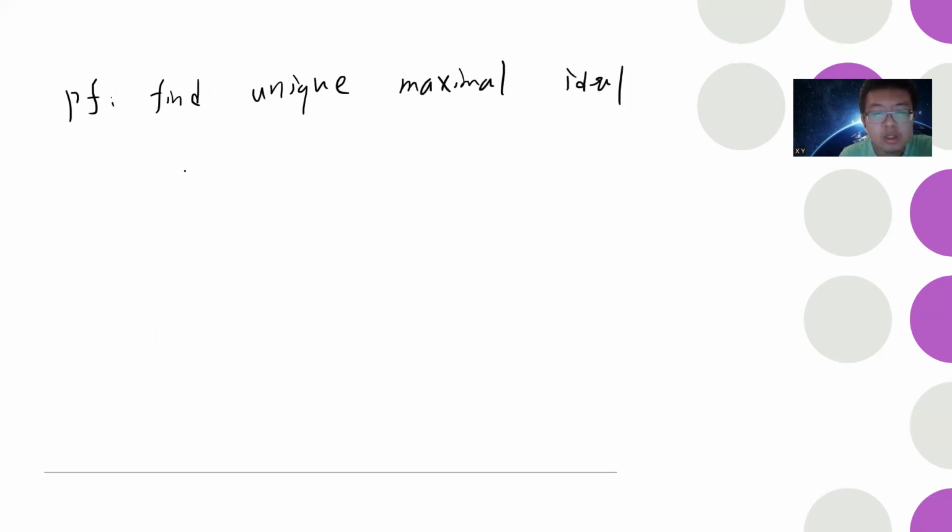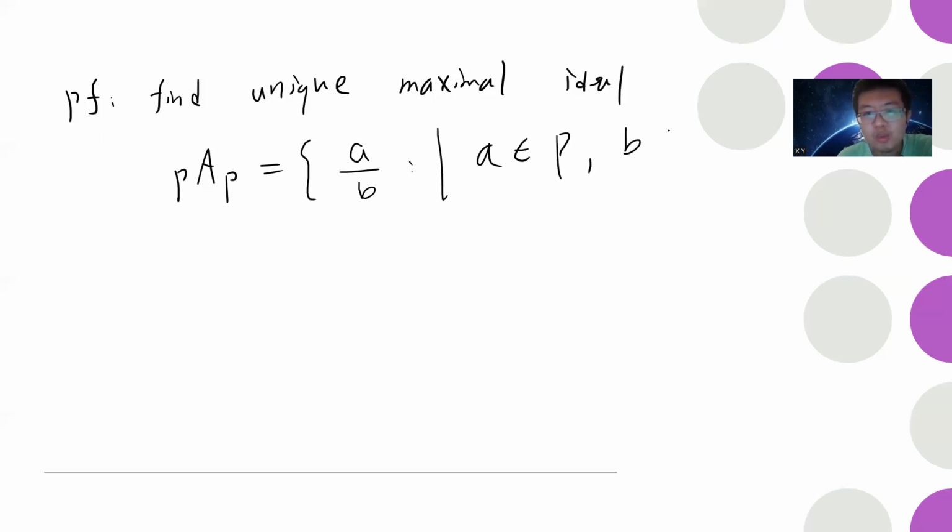Okay, so the proof is that we need to find a unique maximum ideal. So the answer will be P A_P. Okay, so it's not so trivial, but maybe you need to think a little bit. So P A_P is a divided by b, where a belongs to P, and b does not belong to P. Okay, so you can easily check that these are ideals.